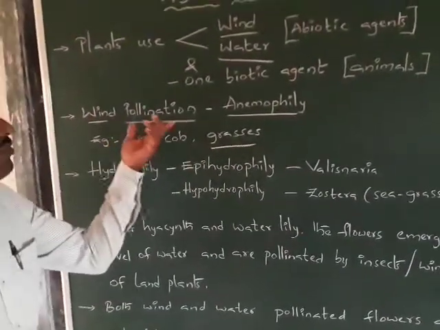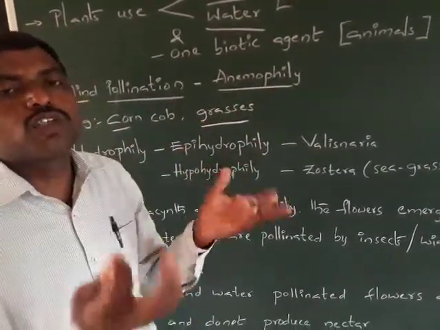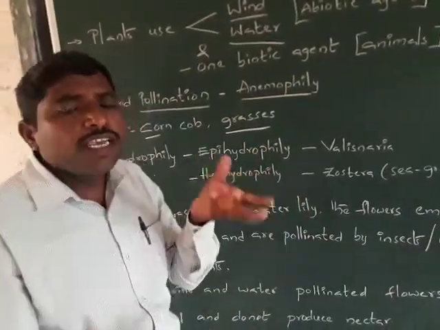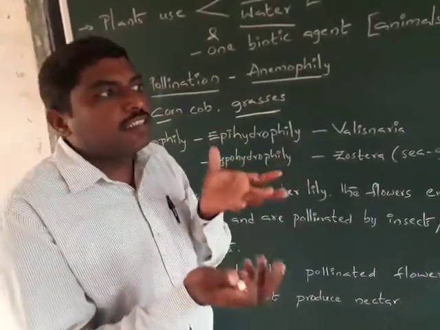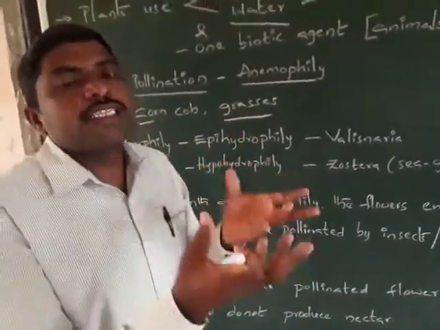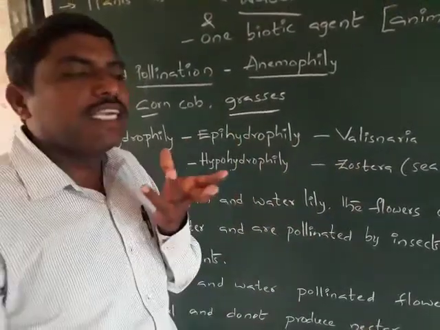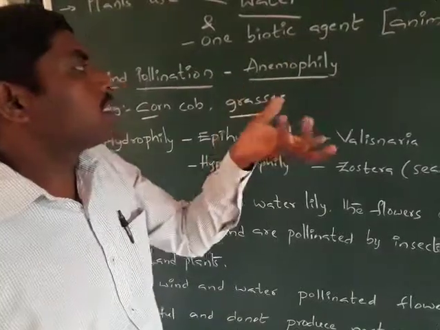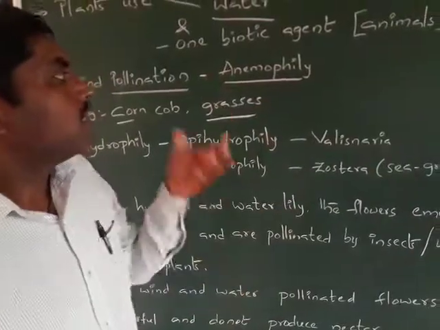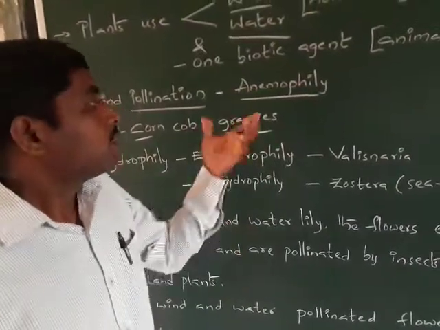In anemophily, the flowers are well exposed to the environment, well opened flowers. The anthers are dehiscent and well exposed, spreading the pollen grains into the wind. The pollen grains are carried by the wind to the stigma. This type of pollination is present in anemophilous plants.